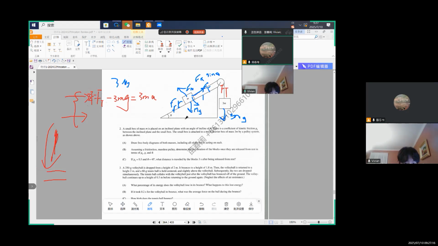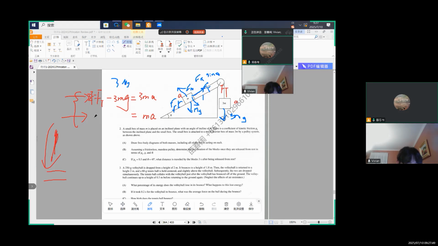The good part is this a is also this a, because they are down the same string. So the acceleration should be the same. Velocity should also be the same, and displacement or distance will all be the same. And for this one, I also have an mg, you can imagine, right? Newton's third law.